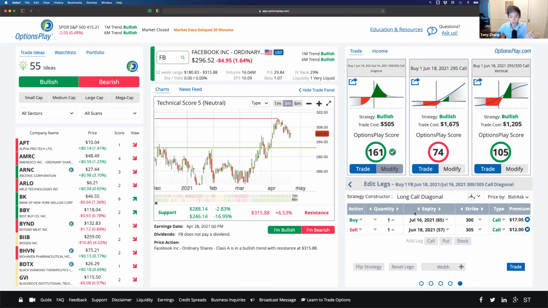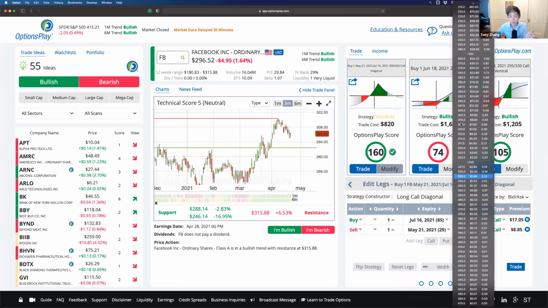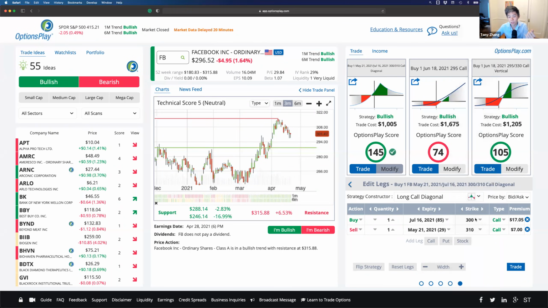Let's say I buy a July option and I sell a May option against it. Let's say I think the stock is going to move modestly higher, to 310 or so. So I'm going to buy the July $300 call, and I'm going to sell the May 310 calls against it for $7. So that is a net trade cost of $10.05. Remember, this is a diagonal spread that's $10 wide, but I'm paying $10.05. I'm paying more than the width.